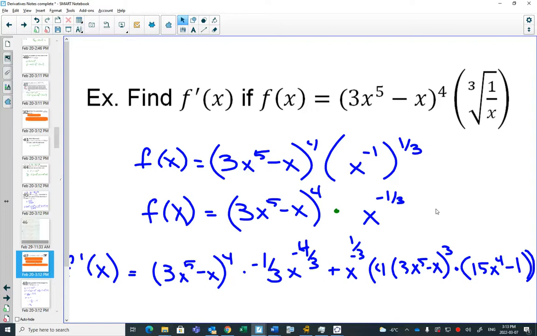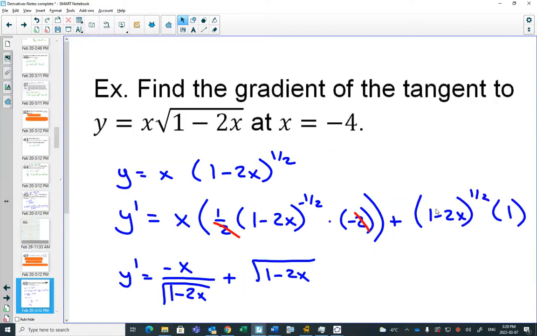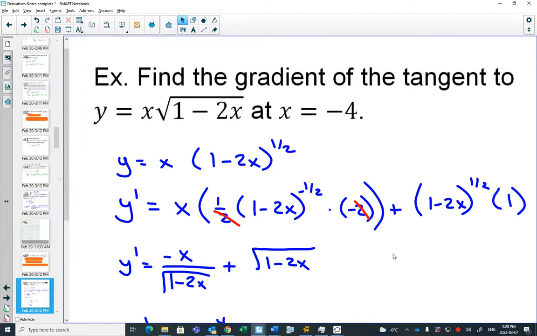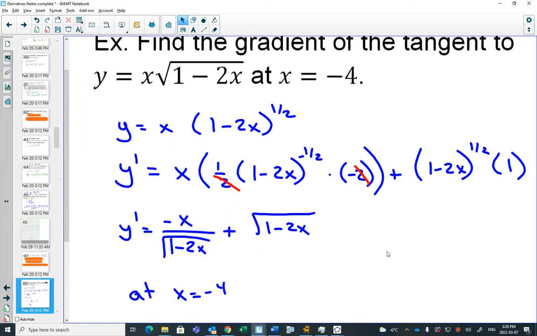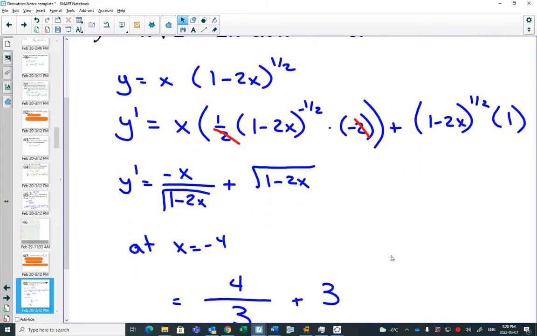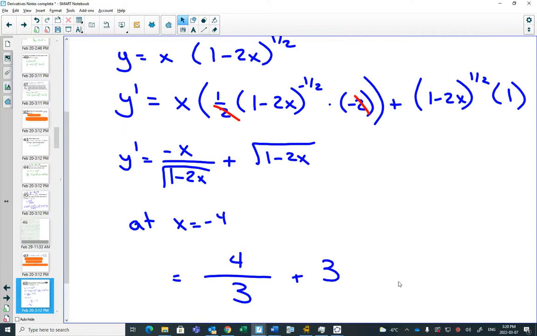I'll have a check. Yes, you're good to go. Try the next one. You can check whether or not you had your derivative right. I did a little bit of simplifying. I'll scroll down a little bit more. Plugged in -4. Here, adding your fractions, just so I don't have to scroll down more, gives you 13/3.